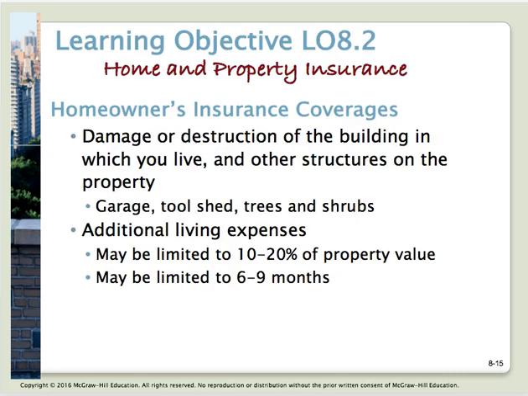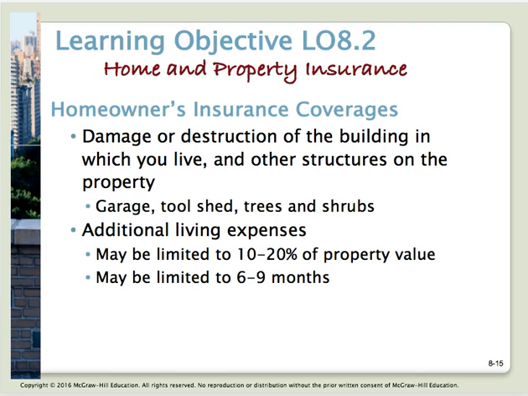Let's move on to learning objective number 2, which is home and property insurance. Your homeowner's insurance is coverage for your place of residence and its associated financial risks, such as damage to your personal property and injuries that might happen to others on your property. The main component of your homeowner's insurance is protection against financial loss due to damage or destruction of your house or to other structures that might be on your property.